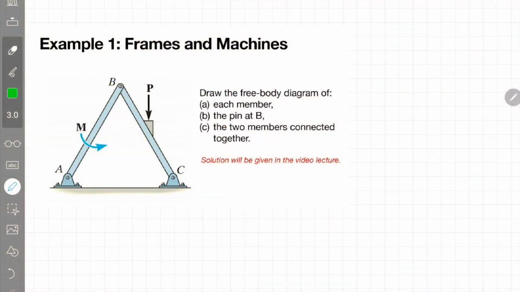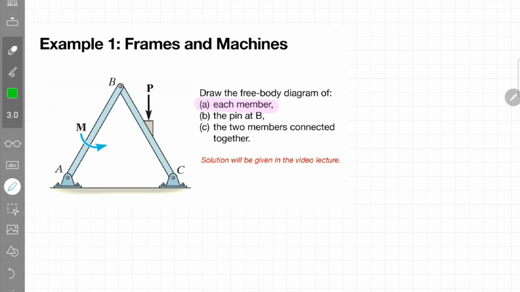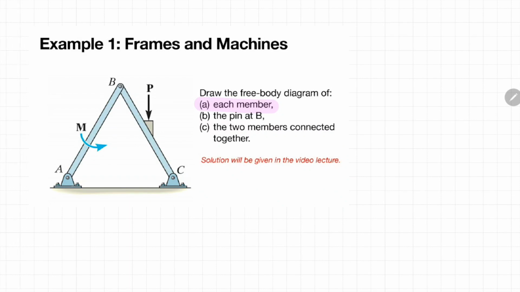Okay, now let us look at a few examples on how we can construct the free body diagram on the structure of frames or machines. If you look at this particular example, this is a kind of frame and you are required to draw the free body diagram of each member. To draw the free body diagram of each member, first you have to identify all the supporting reaction forces at each joint.